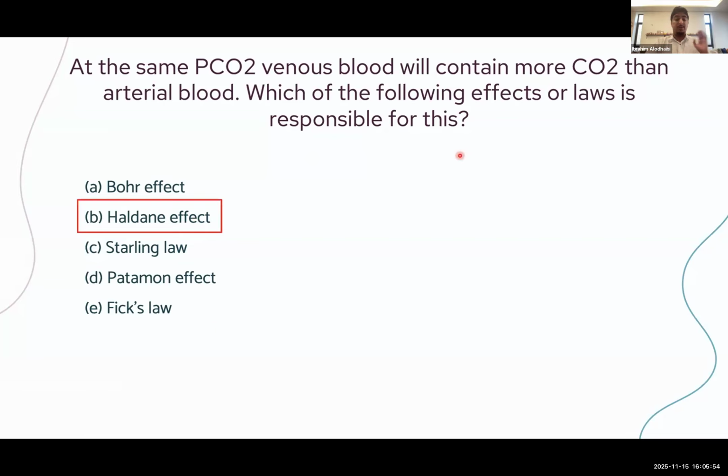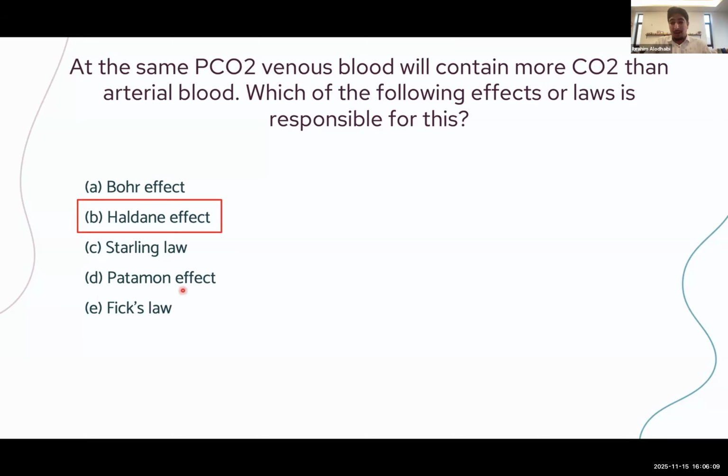And we are going to discuss the difference between the Bohr and the Haldane effect. It's important for you guys to memorize. I keep saying it's important, but I mean, this is an exam. So make sure that you guys are able to differentiate between all of the effects and laws. There are lots in CVP.